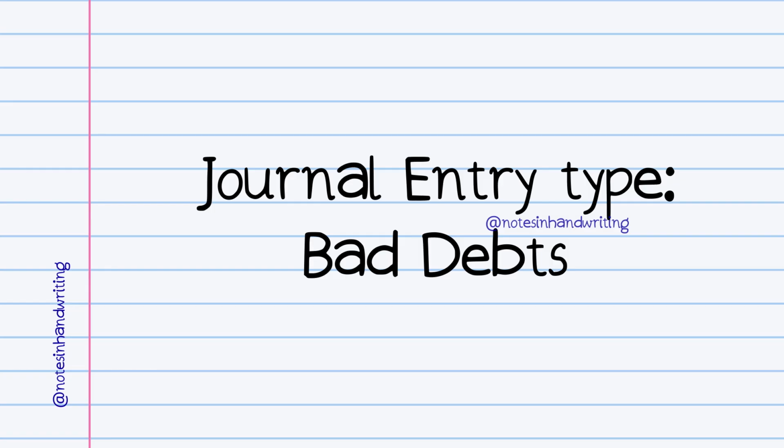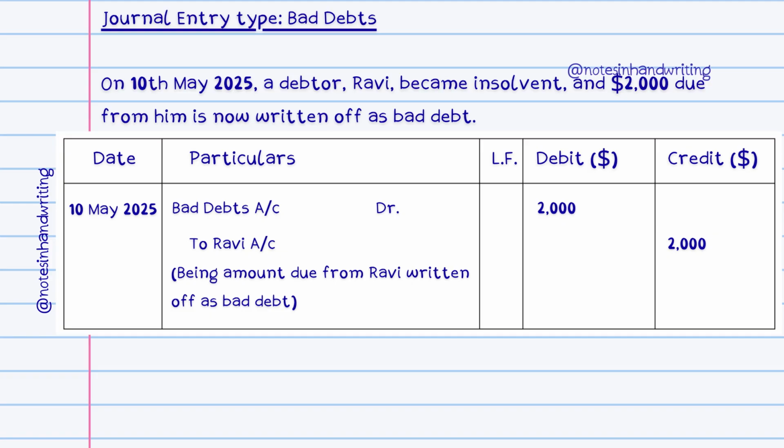Our next journal entry type is bad debts. Our debtor, Ravi, became insolvent. Meaning, we will not receive the amount for the goods that we had sold to Ravi on credit. Following is the journal entry. The accounts involved in this transaction are bad debts account and Ravi's account.